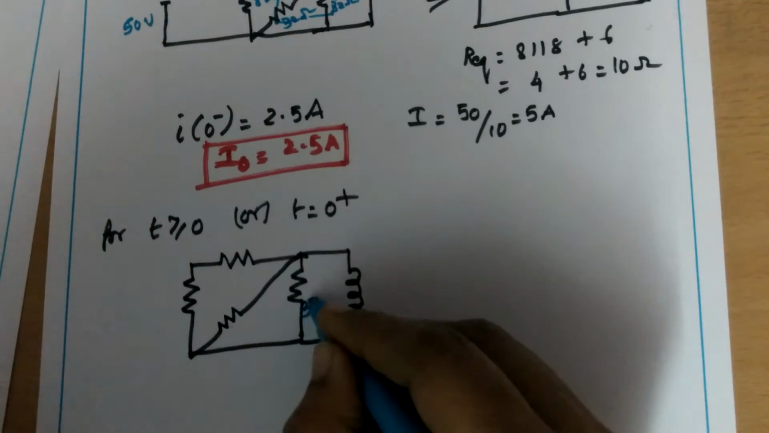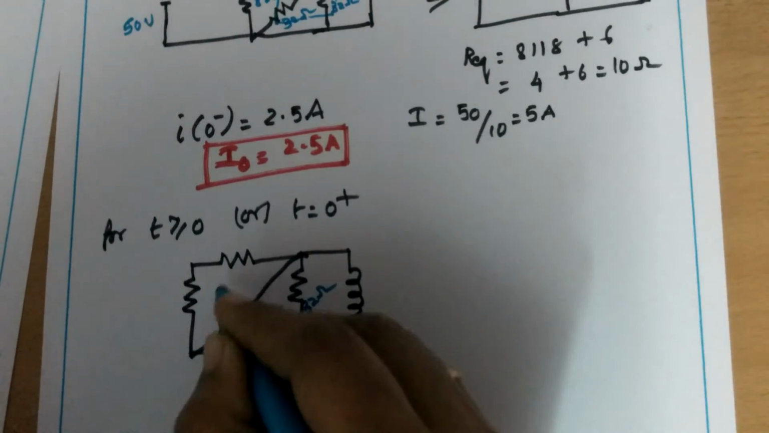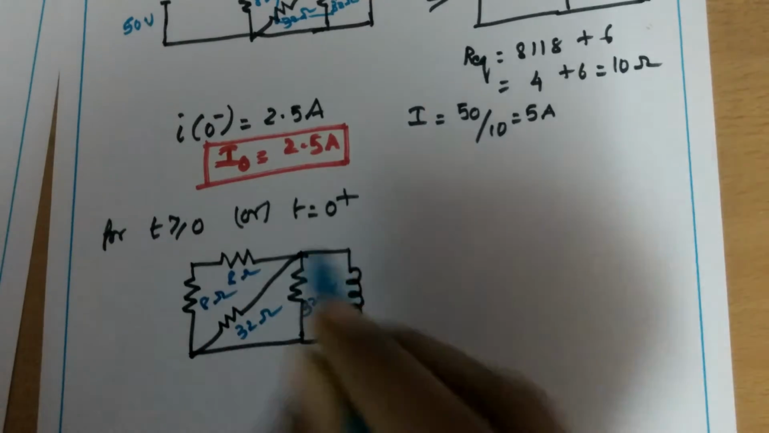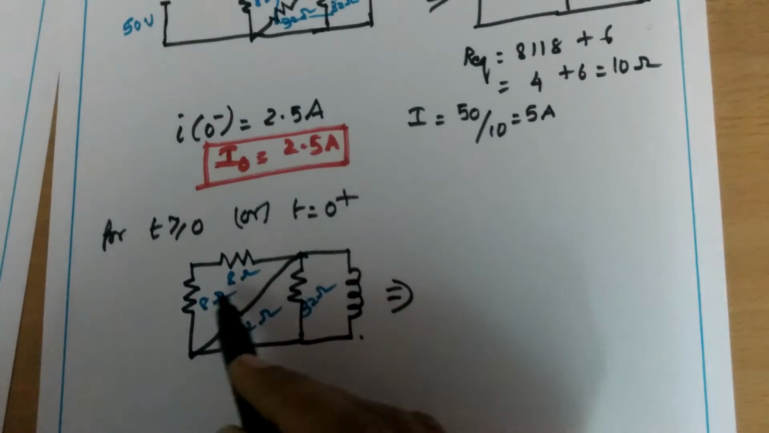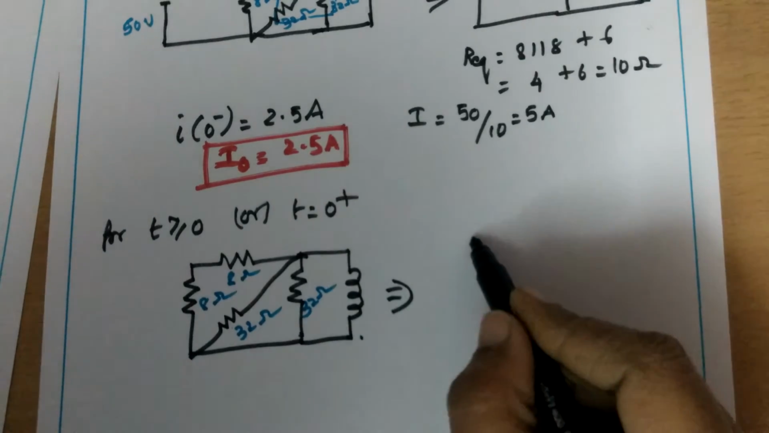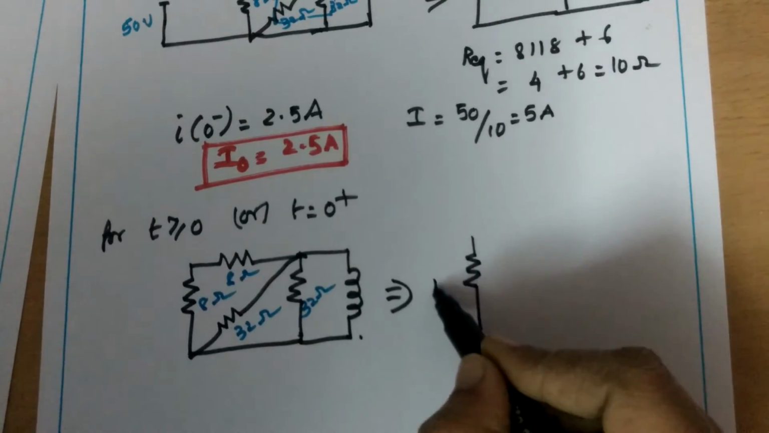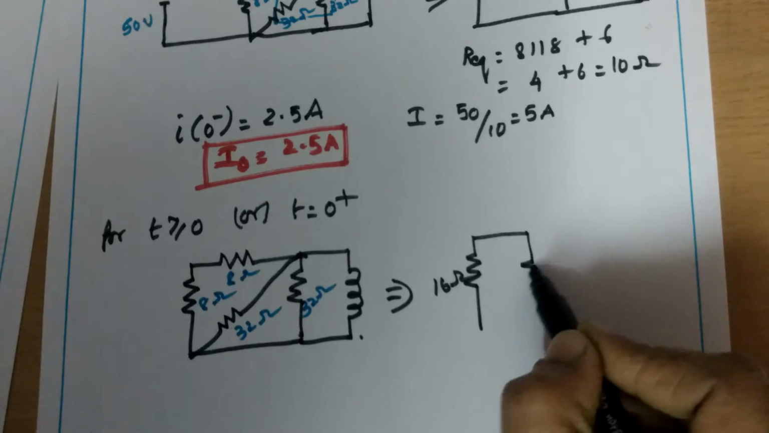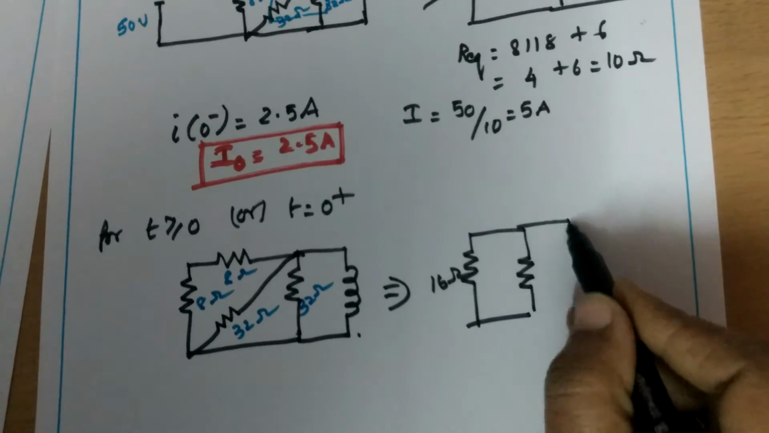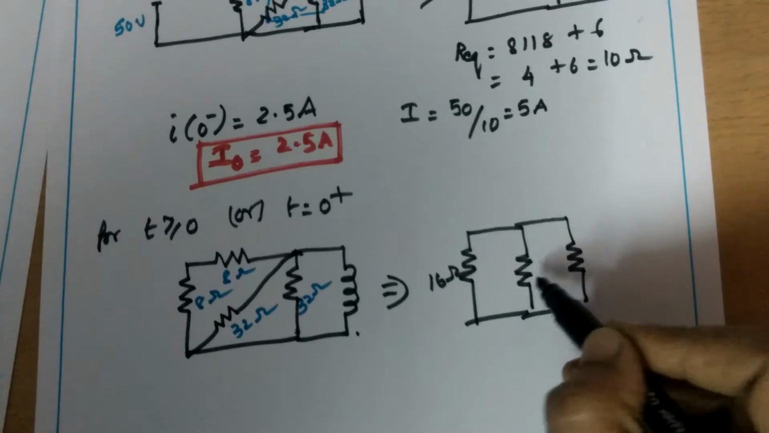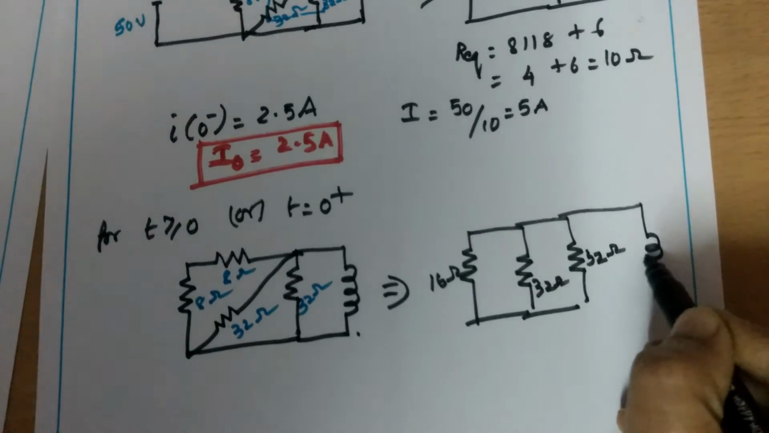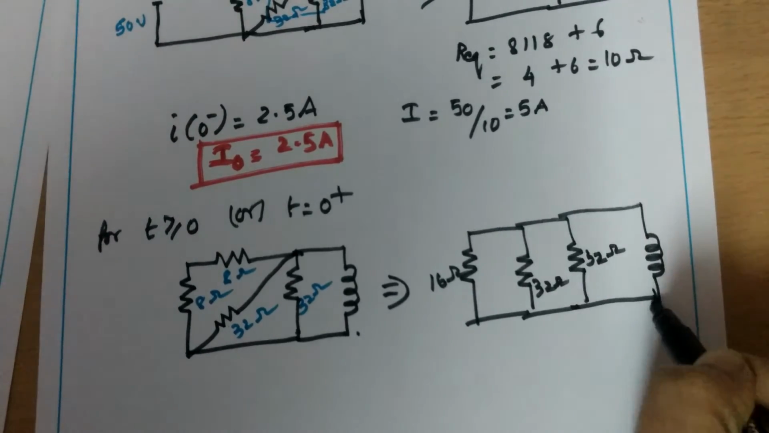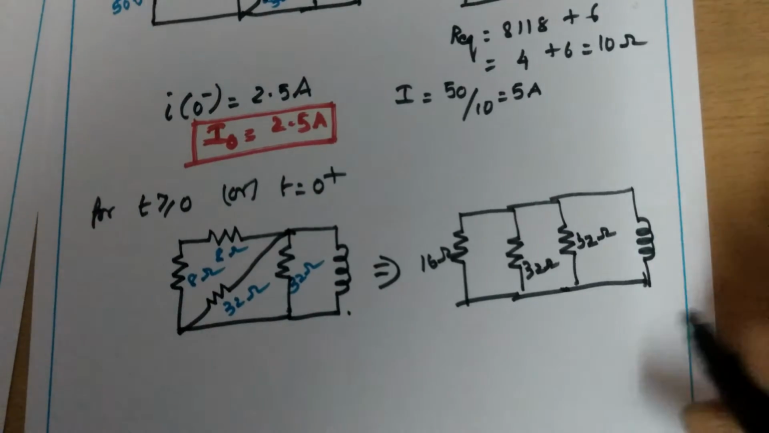So this is 32 ohms, 8 ohms and 8 ohms. So we can rearrange this circuit as 8 ohms and 8 ohms, that is 8 plus 8, 16 ohms, and here 32 ohms, and here 32 ohms, 32 ohms, 32 ohms and inductance. So no voltage source is there, so no current will pass through this.